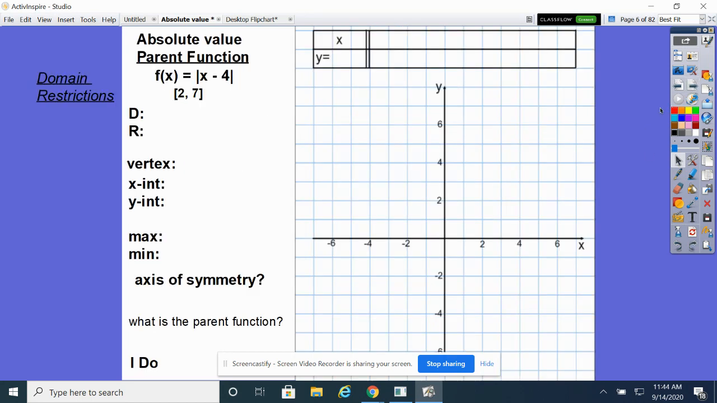Here's the way that normally looks. Domain restrictions is the name of it. They're saying you got to start at 2 and you got to end at 7. And notice this is written in interval notation. So the domain for this one would be 2 all the way up to 7. And then I would have to use Desmos to figure out the rest of my key attributes here.